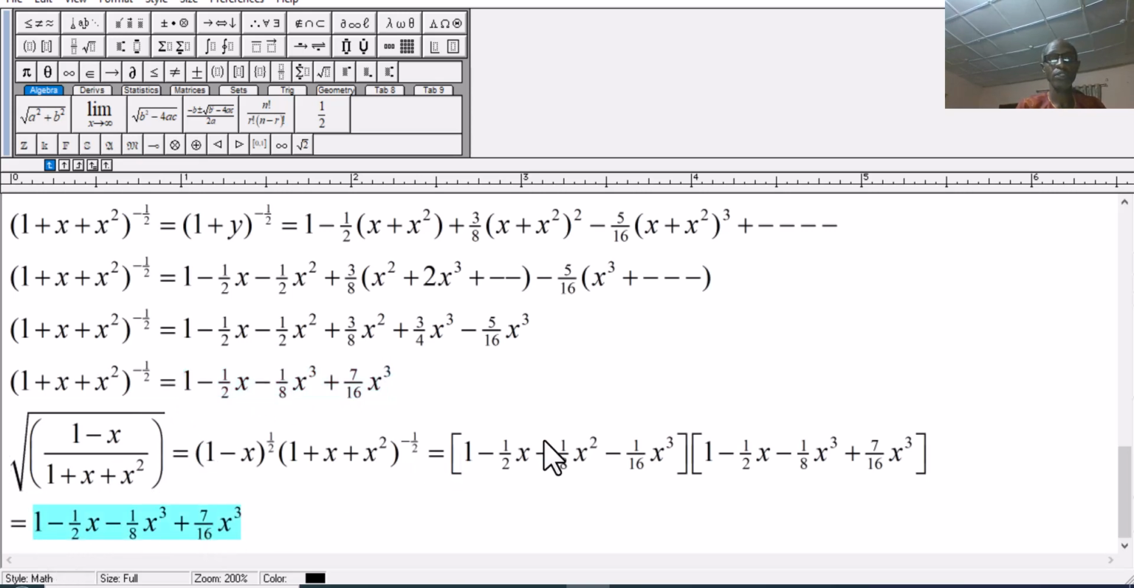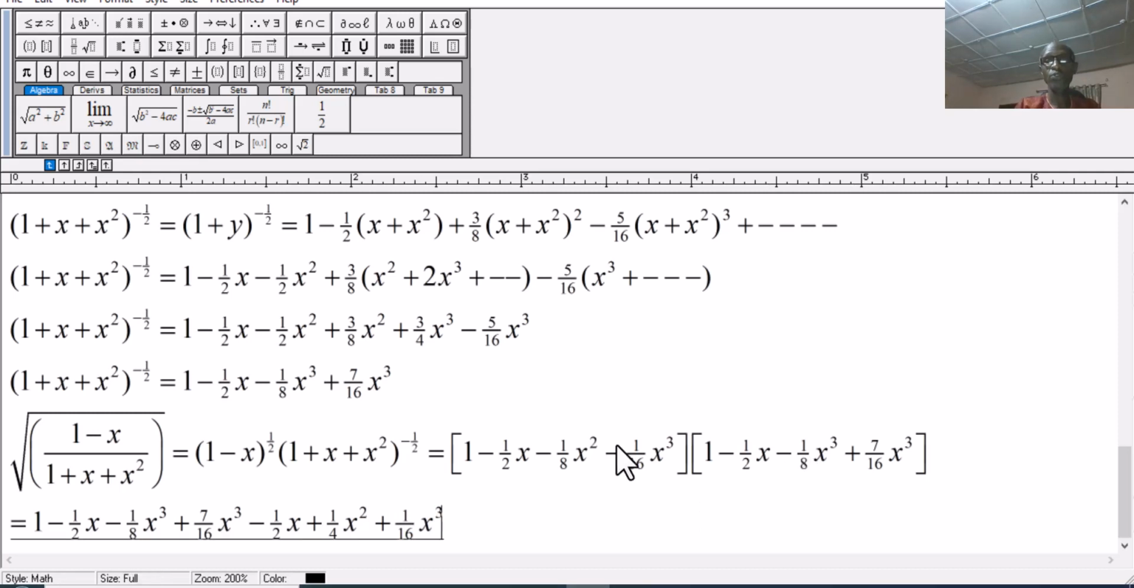So we have used 1. Now I'm going to use half, minus half, to multiply this. So what I'm going to get in this case is minus half x. 1 times this, that will give you plus 1 over 4 x squared. So we have that. Then the next one, minus half times this, that will give us half and half. That will give us plus 1 over 16 x cubed.